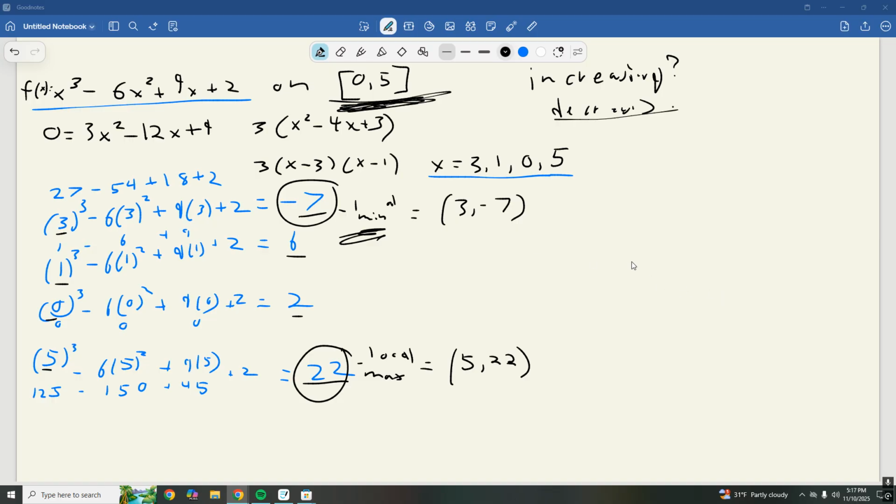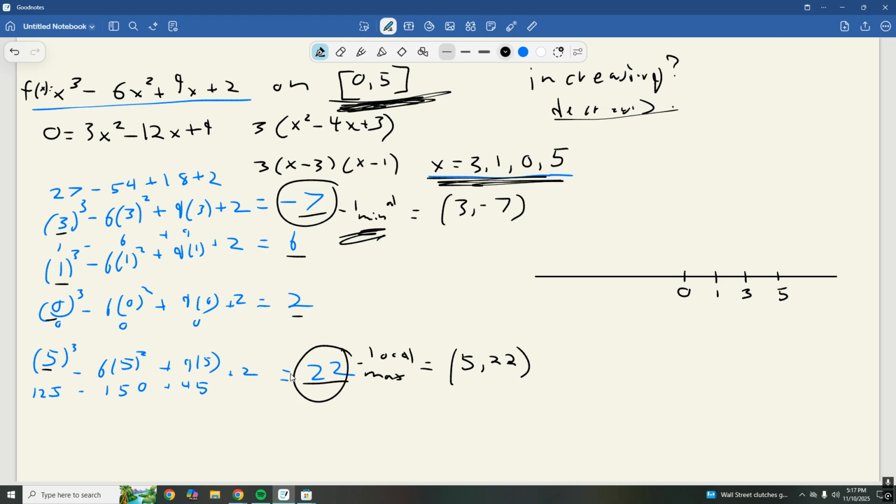Cool. So what I like to do when we have all of our values here is make a number line. So we have a line. We're going to plot our 0, we're going to plot our 1, and then our 3, and our 5.